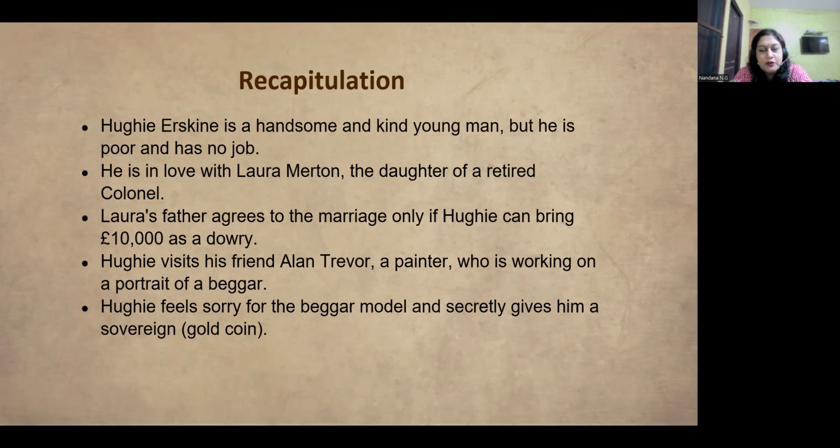And later that afternoon, Hughie visits his friend Alan Trevor, a painter who is working on the portrait of a beggar. And when Alan steps out of the studio, Hughie looks at the beggar and is so moved by his plight. He feels sorry for the beggar model and secretly gives him a sovereign, or a gold coin. See, look at this important thing: a small gesture of Hughie giving money to a beggar, how it changes his destiny.